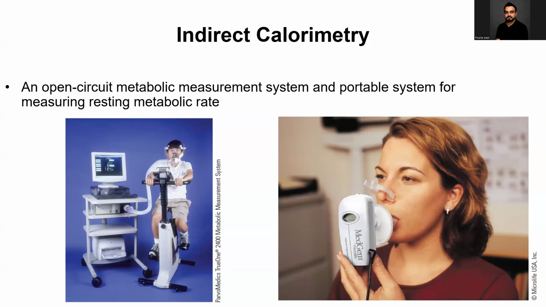And this is an open circuit metabolic measurement system. And we have a portable system, which is here on the right side. This is a portable system. But this is a metabolic cart. This is called a metabolic cart for measuring resting metabolic rate.